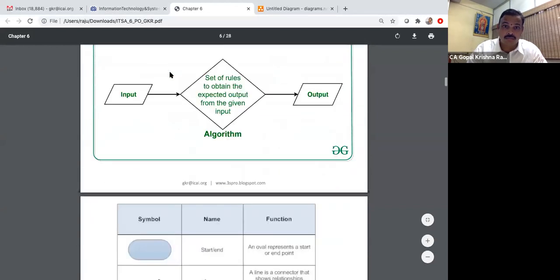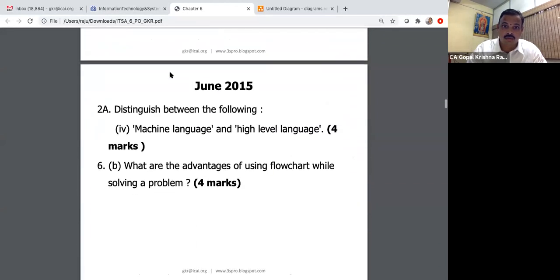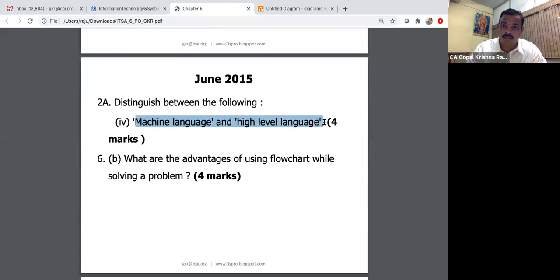Please look here. So what is meant by machine language and high level language? You know what is machine language? The instruction will be given in zeros and ones. Processing will be done in 0 and 1. Output will be in 0 and 1. So you have to be very thorough in the machine language. High level language is English type language, English like language. So from third generation languages, it is high level languages.